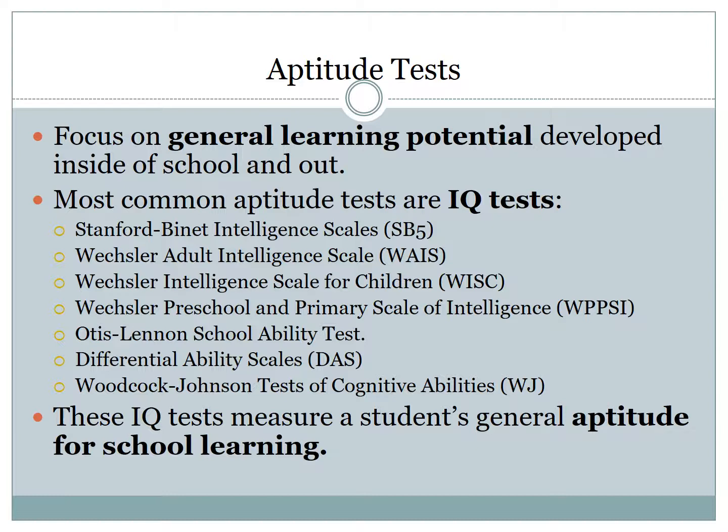As we said, aptitude tests focus on general learning potential, and a lot of them tend to be things like IQ tests, which I provided a list there for you of some common IQ tests: Stanford Binet, Wechsler, the Wechsler Adult Intelligence Scales, the Wechsler Intelligence Scale for Children known as the WISC, and you can read the rest there. All of these are aptitude tests. These IQ tests measure a student's general aptitude or potential for school learning. They do not measure what the student has achieved in content knowledge.